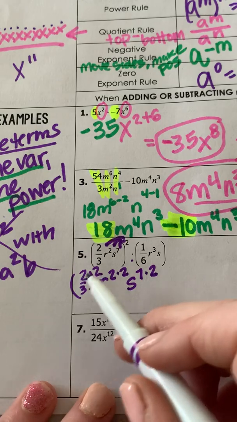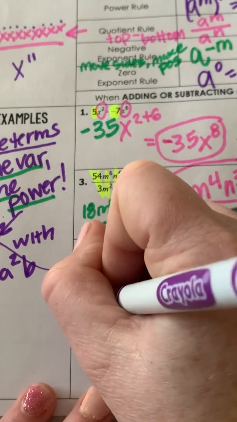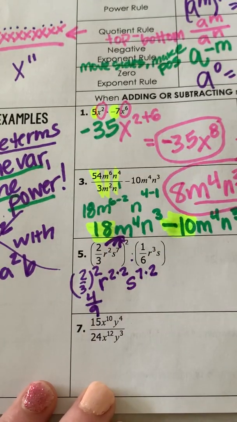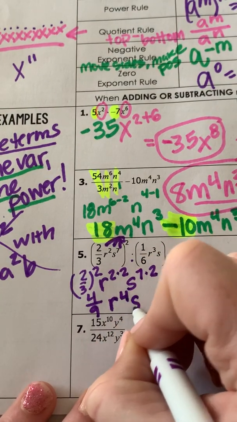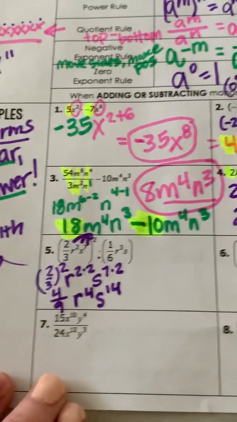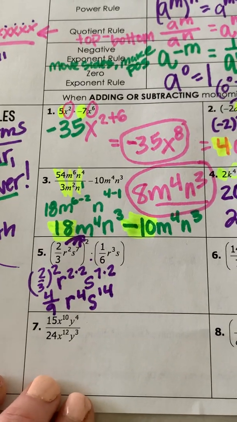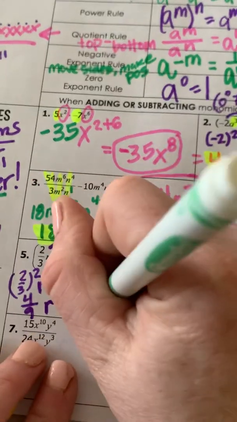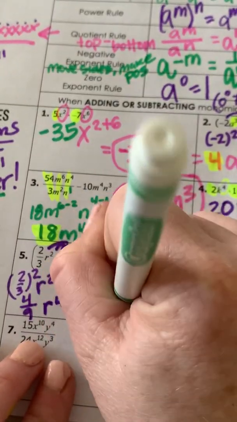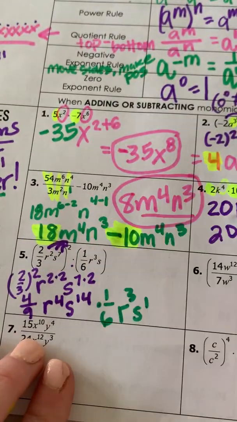2/3 squared means square the top and square the bottom. That's 4 over 9. If you're not sure, use your calculator. R to the 4th, s to the 14th. Okay? Then I still have times 1 over 6, r to the 3rd, and I'm going to put s to the 1st.